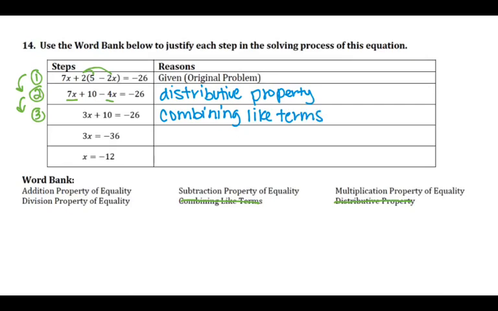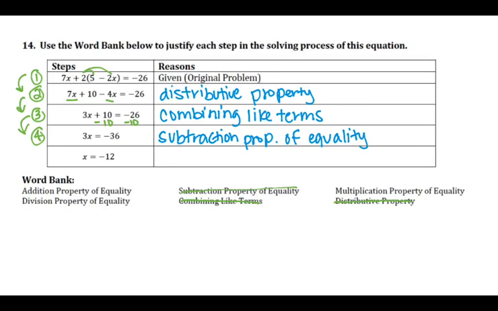Okay. Now let's see what happens from step 3 to step 4. Well, it looks like they got rid of the 10, but how did they get rid of the 10? I bet you they subtracted 10 from both sides. So now if I look at my word bank, subtraction property of equality is what I'm going to use next. Subtraction property of equality.